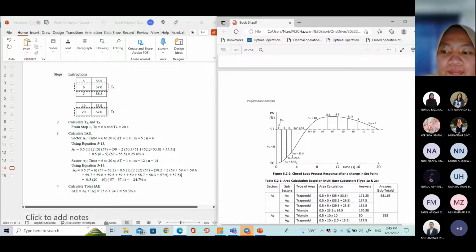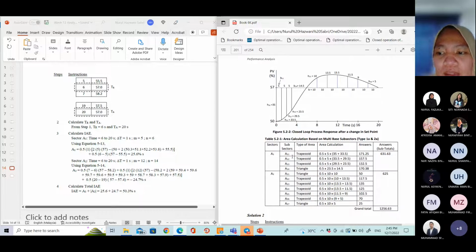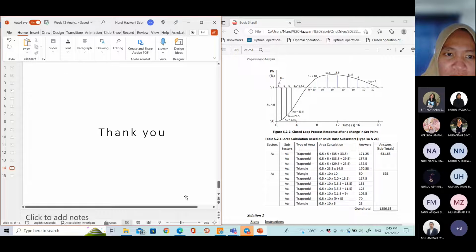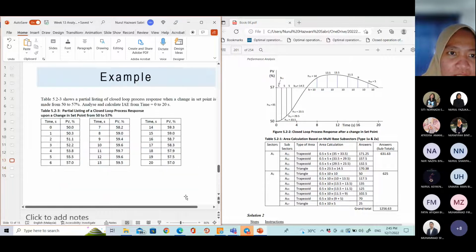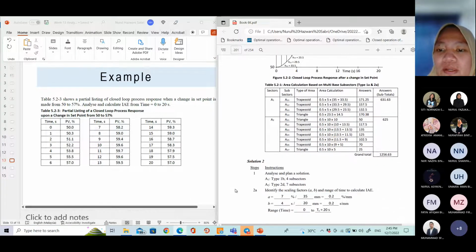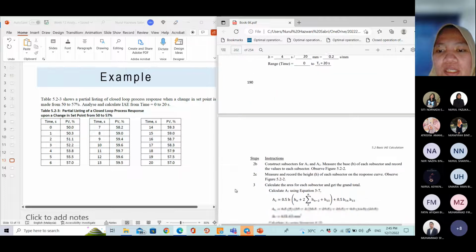Okay? Any questions? Not so far. That's all for the table form. You can try the example inside here for revision later.